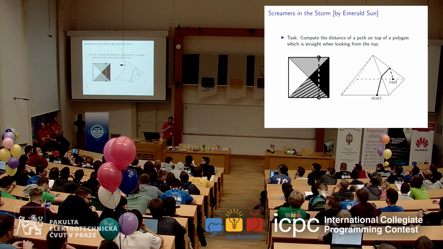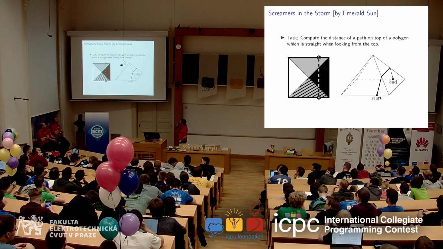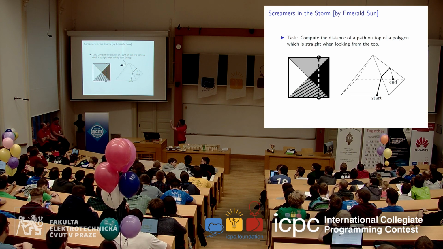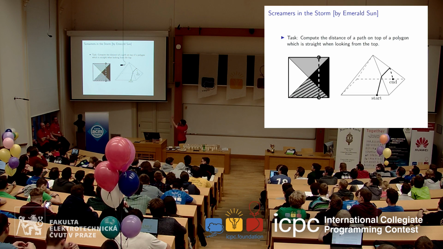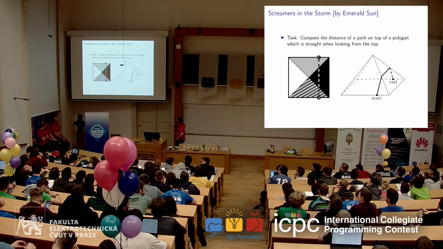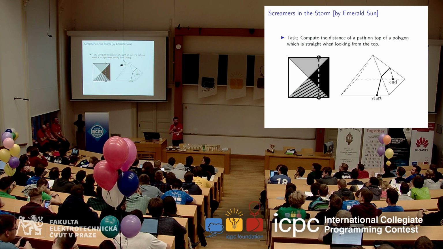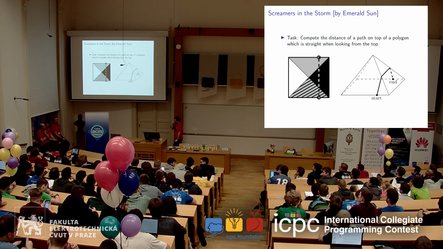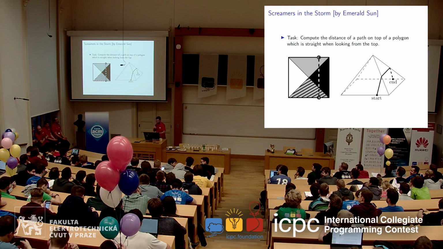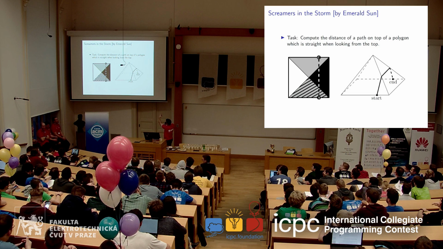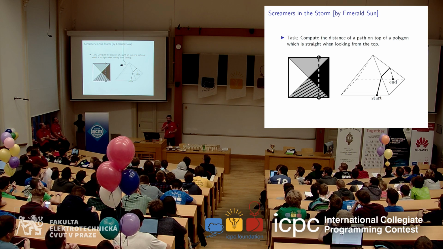So, for example, looking from the top, we have the left image, and we are trying to compute the path going from the bottom to the top in this way. The path was always straight from the start to the end. Now, the real case, how it looks, is on the right, and you are trying to sum all these segments together.